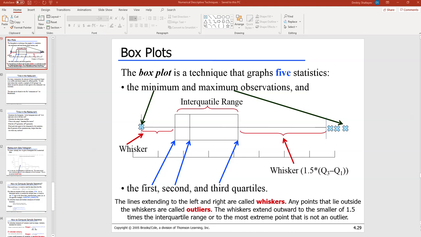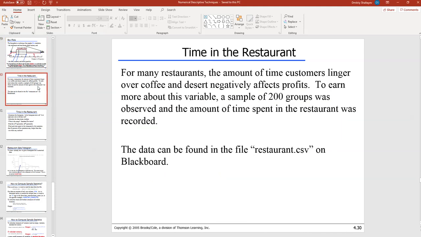And finally we discussed measures of relative standing, called percentiles. There are standard percentiles called quartiles, but you can calculate different percentiles, and that's what we're going to do in this lecture. Okay, so practical example: time in the restaurant.